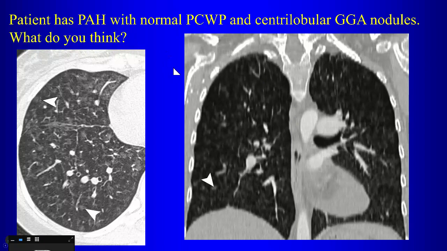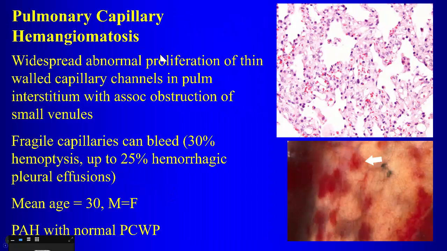These centrilobular ground glass opacities in a patient with pulmonary hypertension. What is this? Vasculitis? What is it called? Granulomatosis? No. The other one. This is pulmonary, it's not really a vasculitis, it's pulmonary capillary hemangiomatosis. So this results from proliferation of thin-walled capillary channels. They can bleed, they develop petechiae, they can have hemoptysis. The centrilobular ground glass opacities that we see on CT are from bleeding.